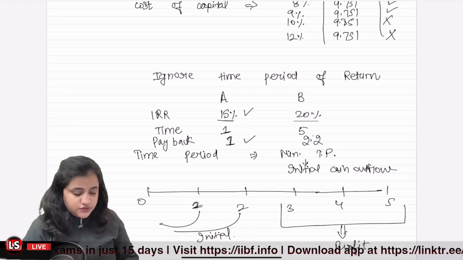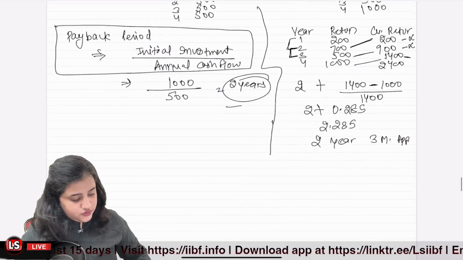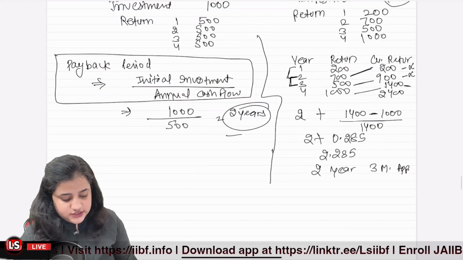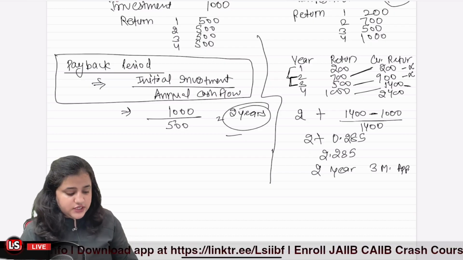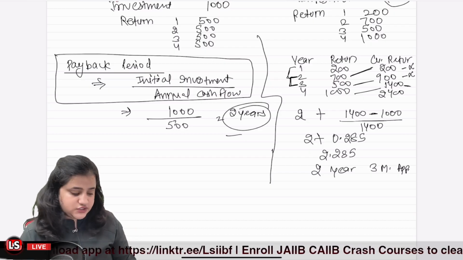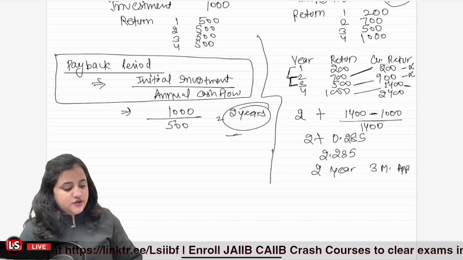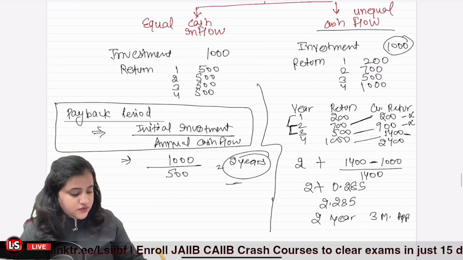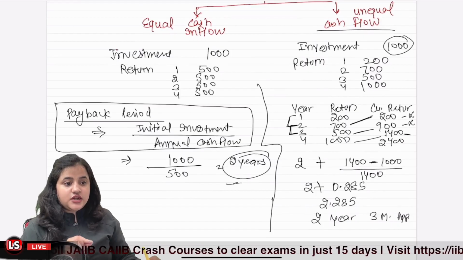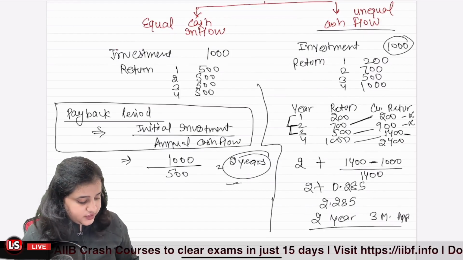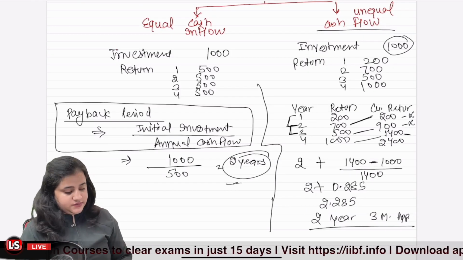I hope you are clear on this method. So you note down this formula. So the first formula is the equal cash flow case. In that, the formula is very simple. Initial investment divided by annual cash flow, you will get your payback period. Where the cash flow are unequal, we have to first calculate the cumulative return, and from that cumulative return we will calculate our payback period.